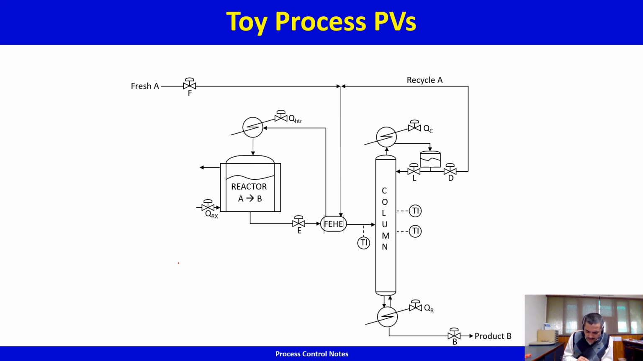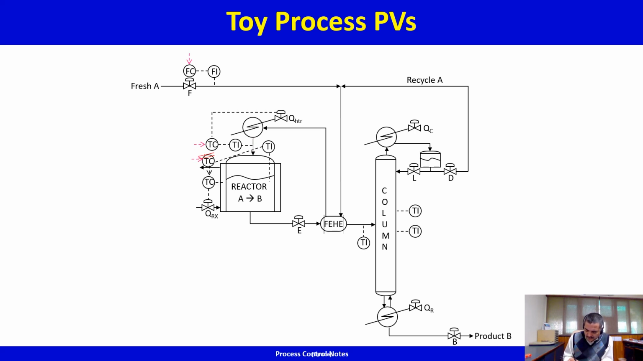Now let us implement a control system. So what we have is the feed valve is manipulated in order to hold the fresh feed flow constant. The QHTR valve is adjusted to hold the reactor inlet temperature constant. That's what this guy is.